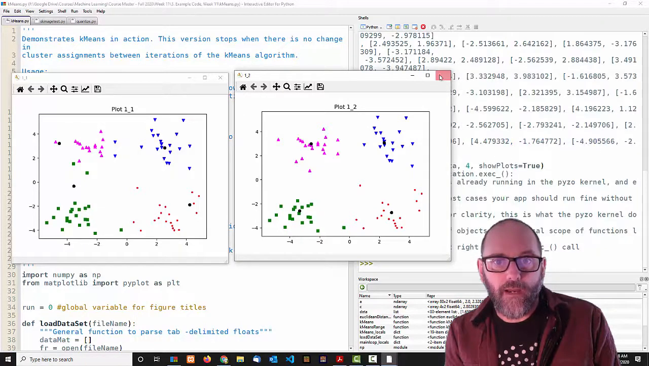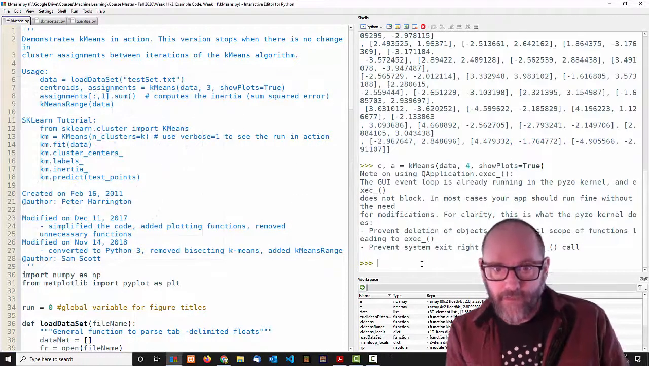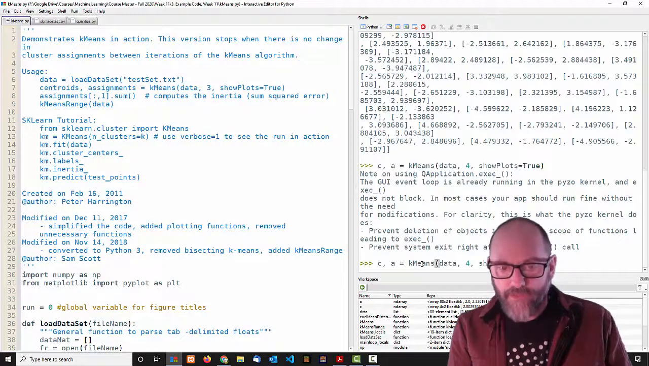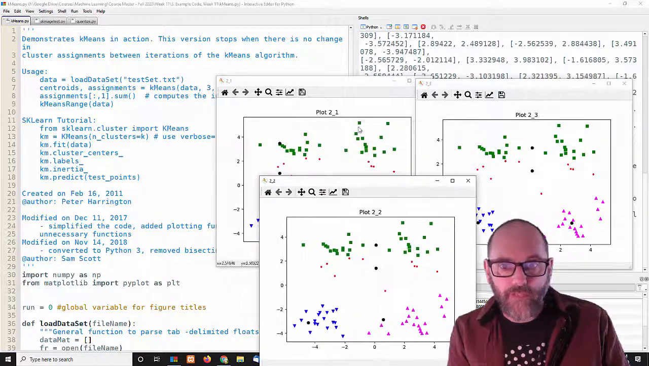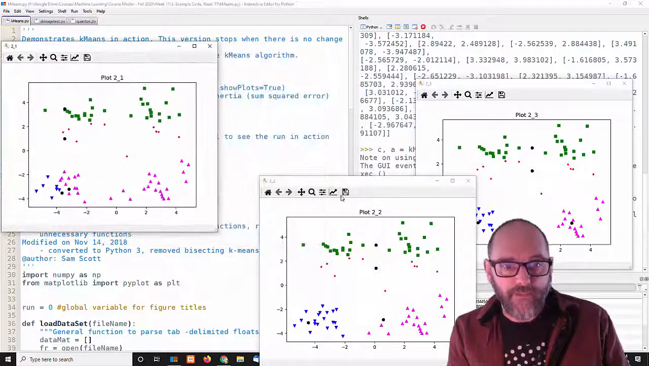Okay? Now if we run that again, let's run it again on the same data set. Oh, it only took 3 this time as well. Oh, but this is an interesting one.